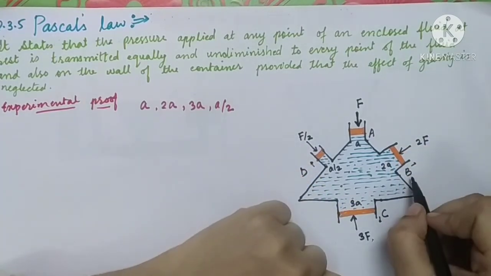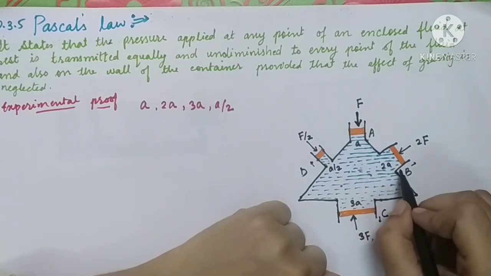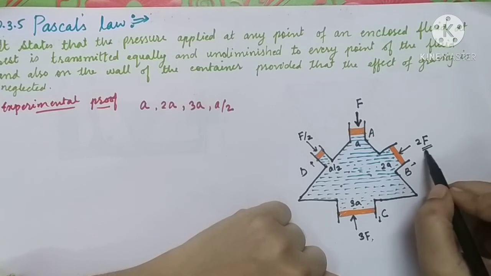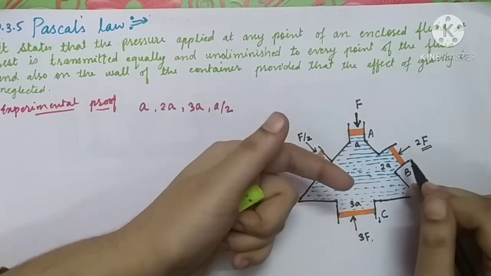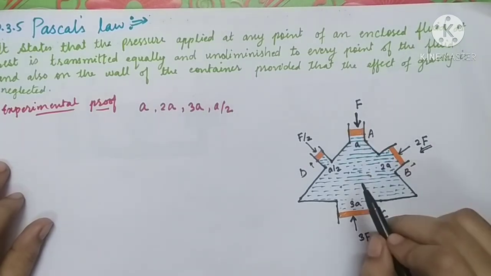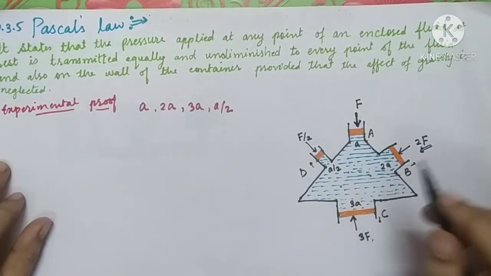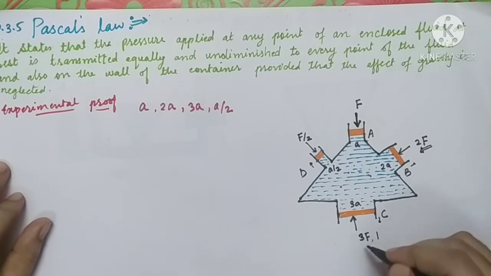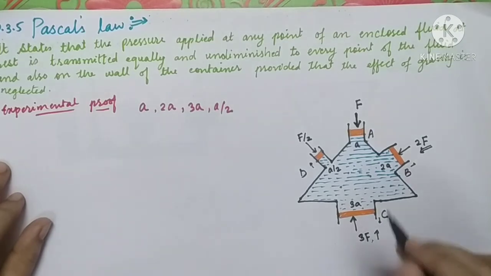Since the area of B is double that of A, the force applied to piston B in order to restore it to its original position will be twice that of A. Similarly, for piston C, its area is 3 times, so the force applied over here is 3 times that of A.